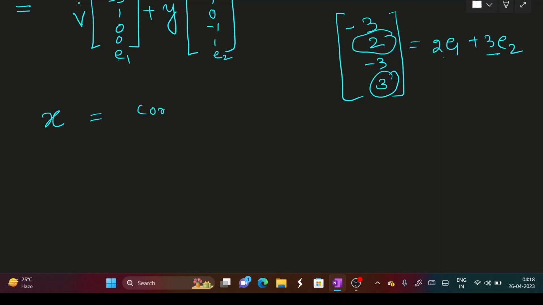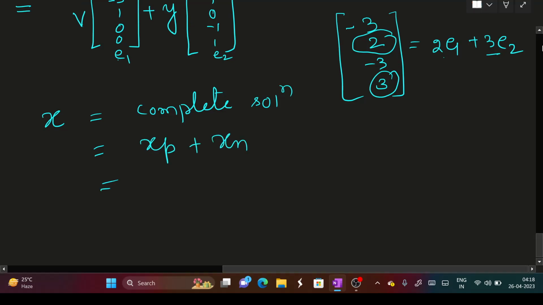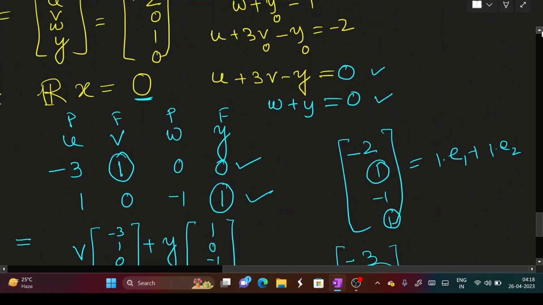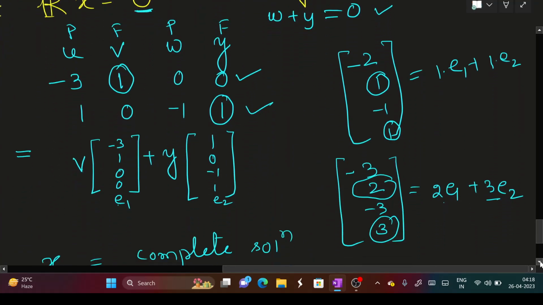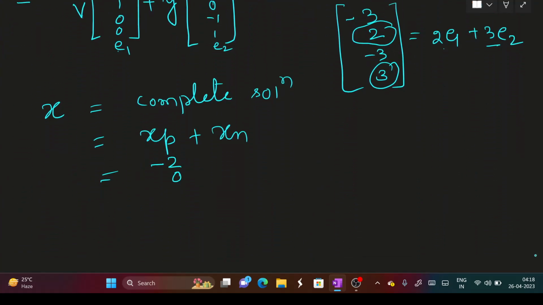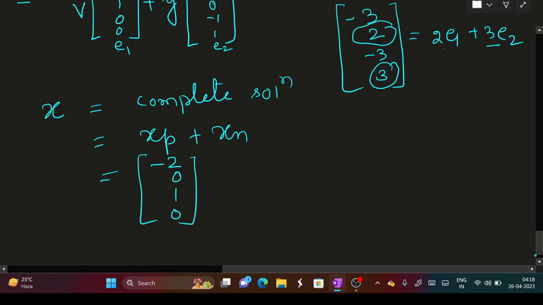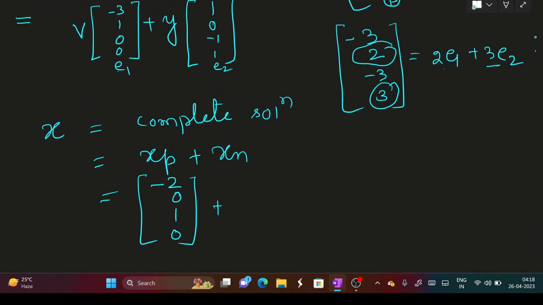X, the complete solution, is equal to xp plus xn. What did we get in our xp? Minus 2, 0, 1, 0. This is my xp and xn is just written here. So there is no confusion at all. How much will I write? It is v times minus 3, 1, 0, 0 and plus y times 1, 0, minus 1, 1.